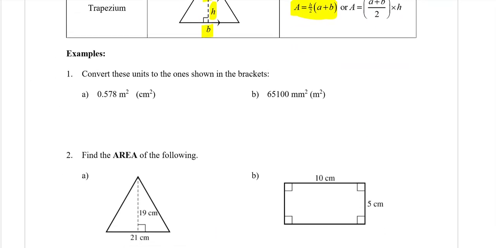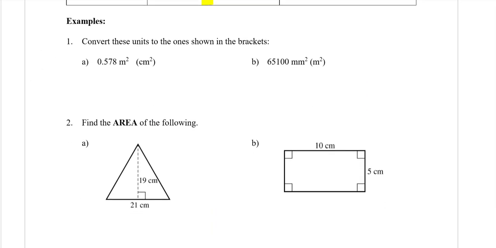Okay, here we go. Time to convert. Question number 1. Convert these to the units shown in the brackets. We want to convert 0.578 meters squared into centimeters squared. When you look at the chart that we had on the previous page, to go from meters squared to centimeters squared, you have to times by 100 squared. You can type that into your calculator if you need to.